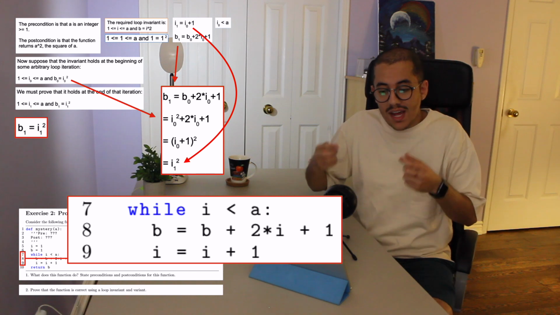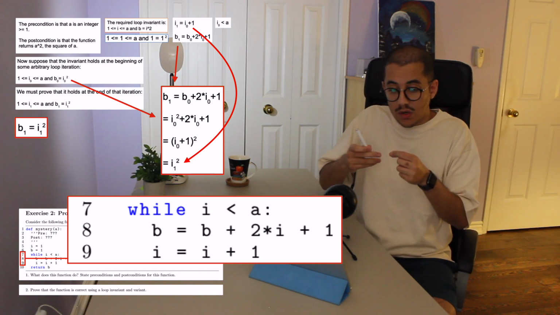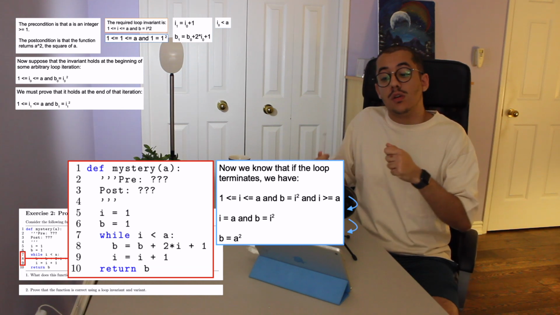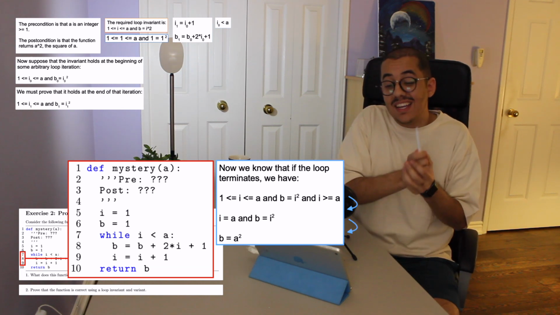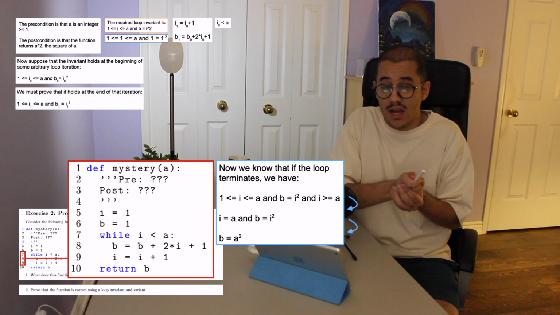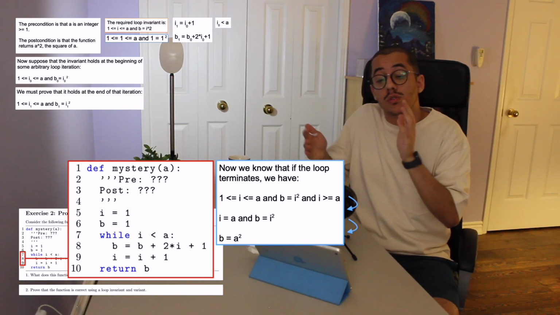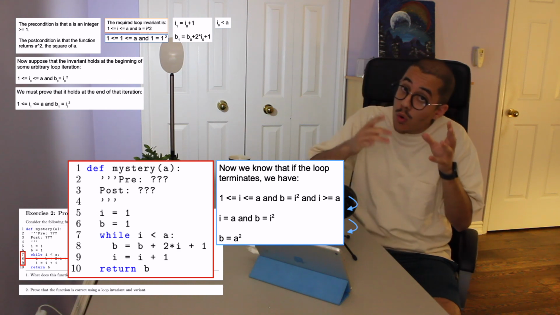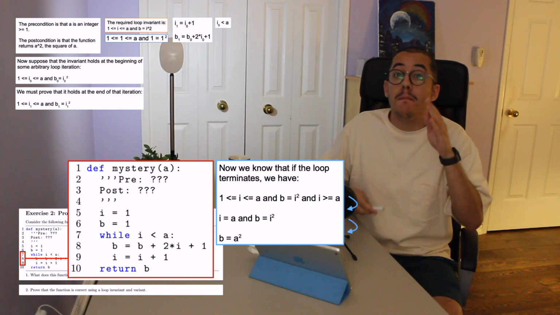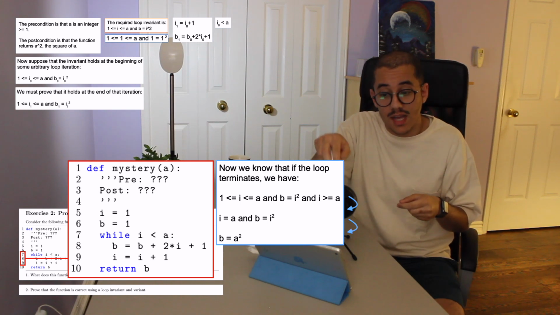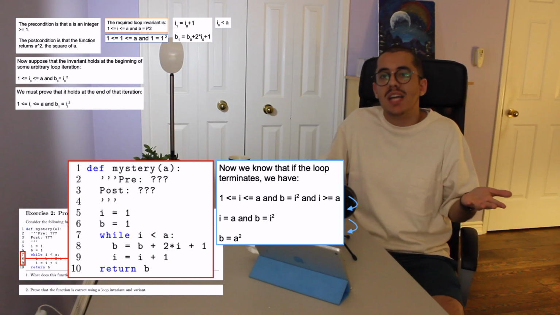And now we know that if the loop terminates, I is going to be between 1 and A inclusive, and B is going to equal I squared, and that I is bigger than or equal to A, right? In other words, I is equal to A and B equals I squared. Or, to simplify even more, B equals A squared. So at the end, at line number 10, where we're returning B, that's correct.